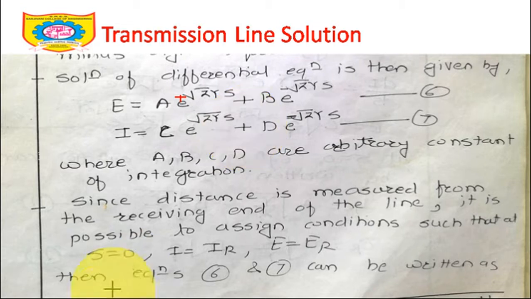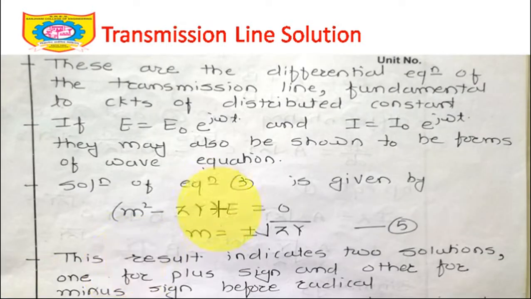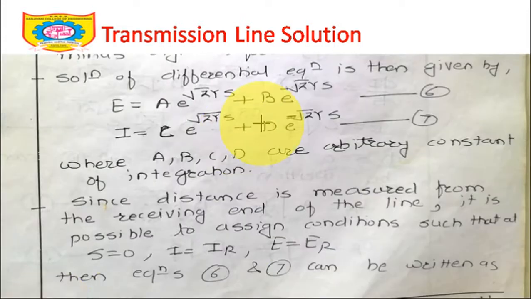Similarly, if I apply the same steps for equation number 4, d square by ds square I can represent with m square minus ZY into I is equal to 0. I will get two expressions in a similar way, m equal to plus or minus root ZY for the second equation also, and if I solve it, I will get I equal to C e raised to plus root ZY into s plus D e raised to minus root ZY into s. So these are equation number 6 and equation number 7, where A, B, C, D are arbitrary constants of integration.